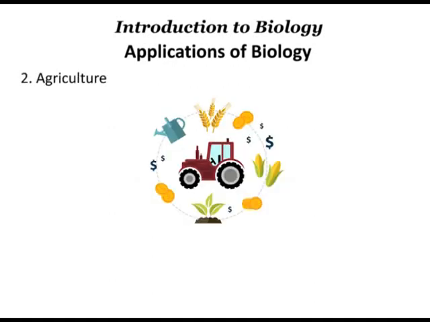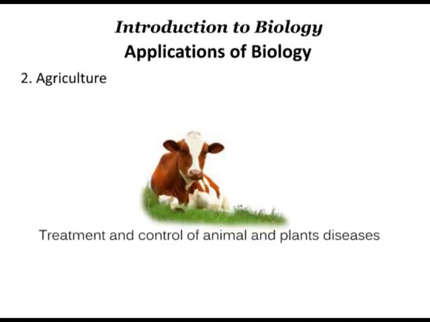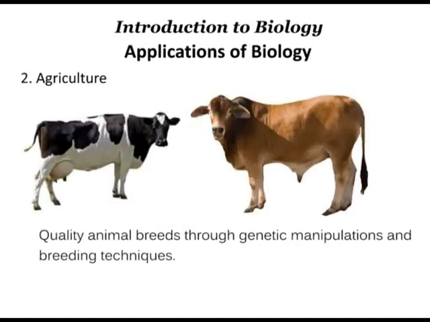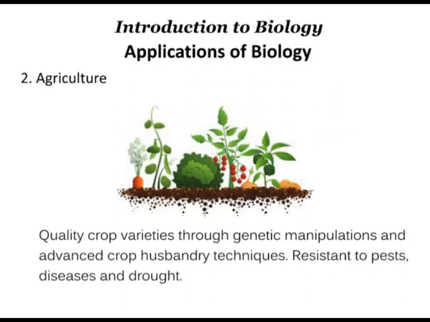In agriculture, the massive progress made in biology has led to improved plant and livestock production. Through biology, it has become possible to treat plants and animal diseases and control some of them through vaccination. Through genetic manipulation and advanced breeding techniques, we can now obtain quality livestock breeds that are disease-resistant and high-yielding, like dairy and beef cattle. The same techniques have been used to produce high-quality crops that yield more and are pest, disease, and drought-resistant.